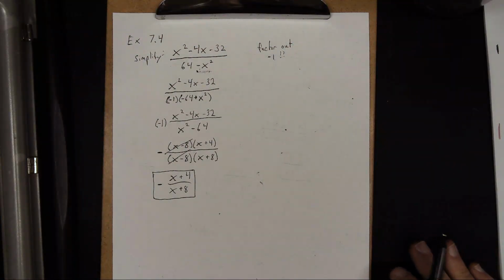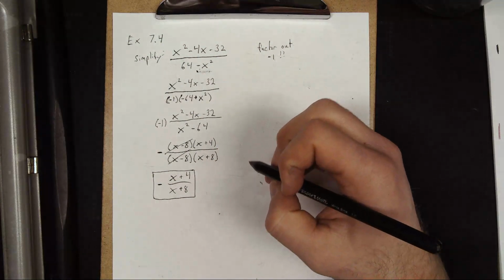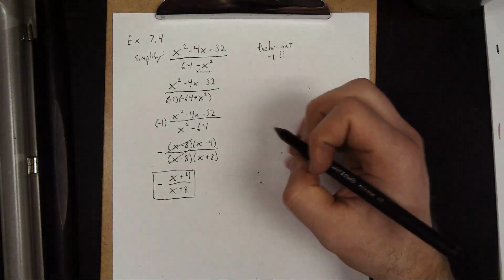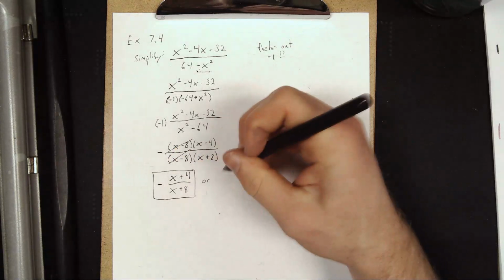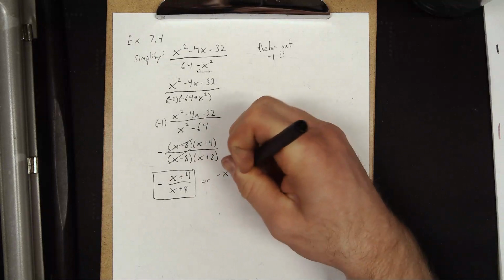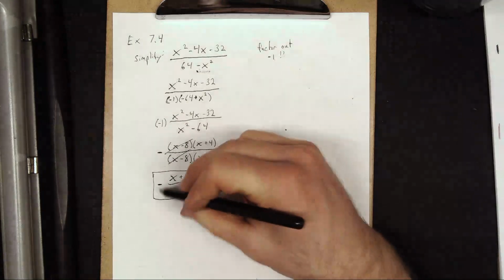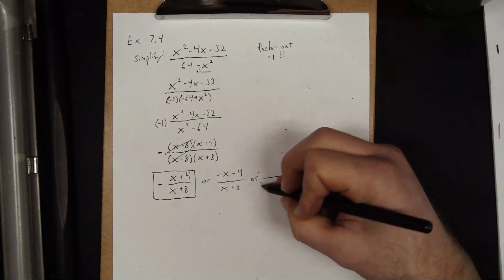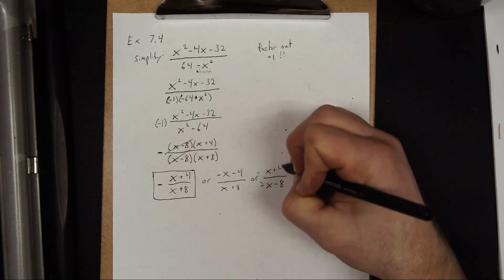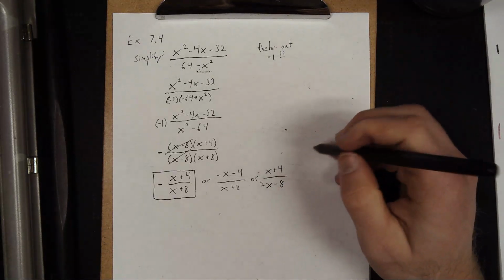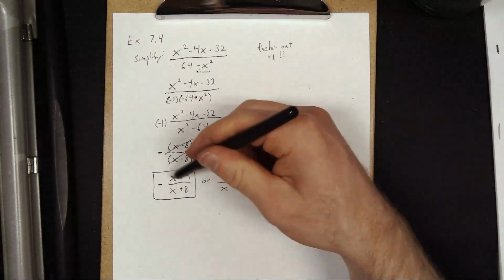Be careful, okay? You can write your answer like this. You can also write your answer, you can distribute that negative throughout the top, so you can have a negative x minus 4 over x plus 8, or you can also distribute it through the bottom, so you can have a negative x minus 8 with positive x plus 4 on top. Be very careful. Do not distribute this through the top and bottom.